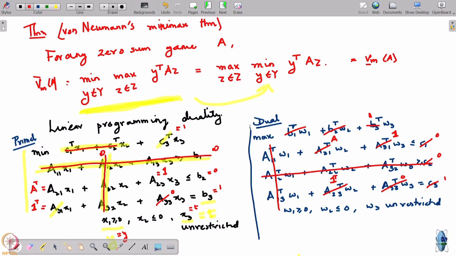Now, if you see here, what's happened is all the coefficients corresponding to W1 have disappeared from the problem. So W1 is as good as not there in the problem. What you have is just W2 and W3. W2 is less than or equal to 0 and W3 is unrestricted. So let's write this out in a clean form.